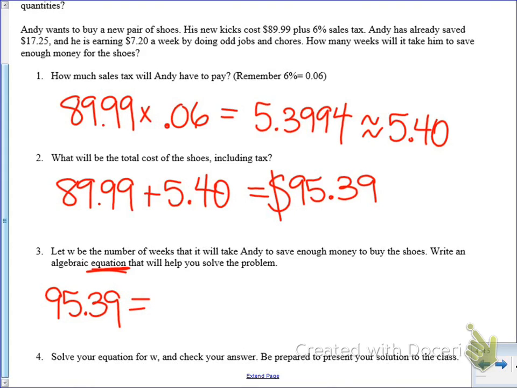Now, if I'm trying to figure out how long it's going to take me to save that much money, I need to figure out how much money I'm making every week. So, what can I write that would show me the amount of money that I'm saving every week? $7.20 a week. So I can write that as $7.20 times the number of weeks that I'm working for. Now, I also already have some money saved up. I need to include that somewhere, so I'm going to add it to what I already have.